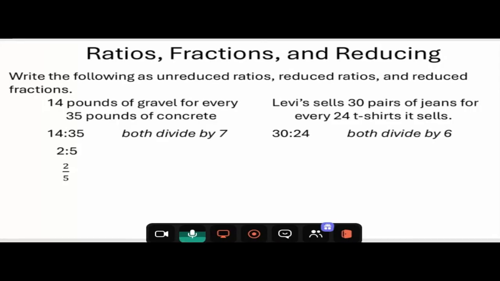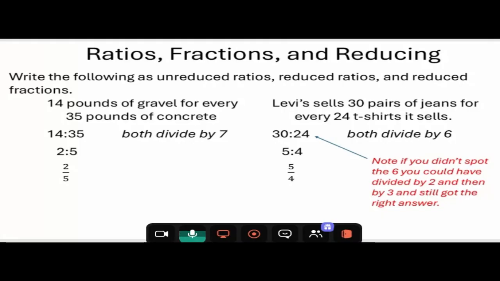You can see both divide by 6. So 30 divided by 6 is 5, and 24 divided by 6 is 4. So the reduced ratio is 5 to 4. And for every 5 pairs of jeans Levi sells, they sell 4 t-shirts. And we can also write that as a fraction when we need to: 5 over 4, same thing.